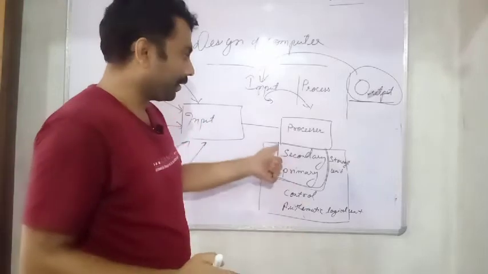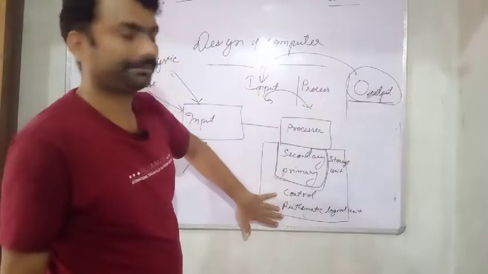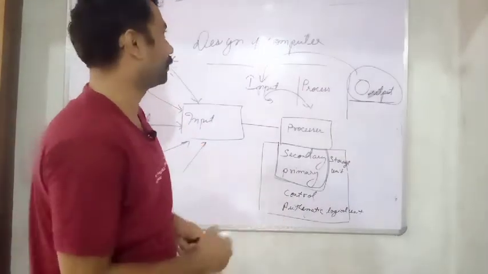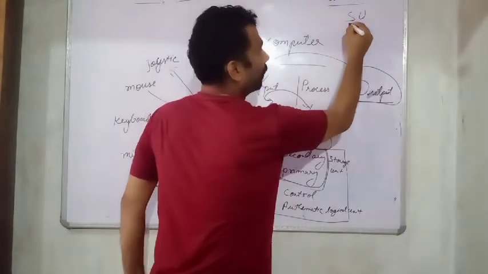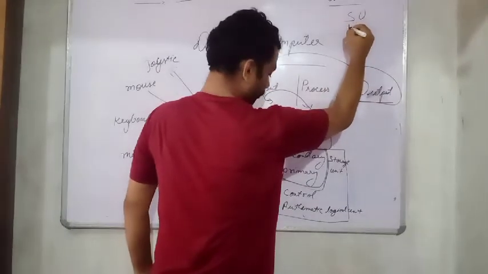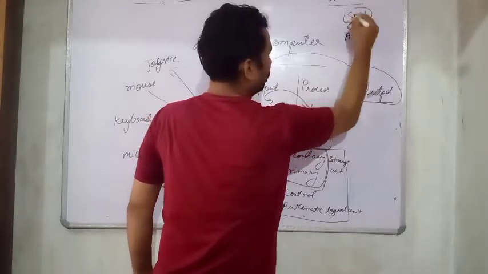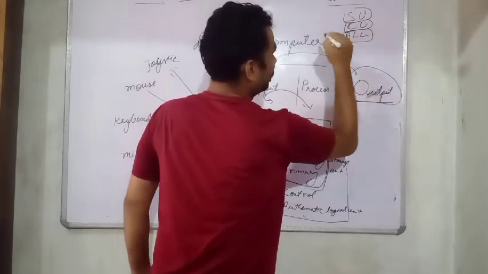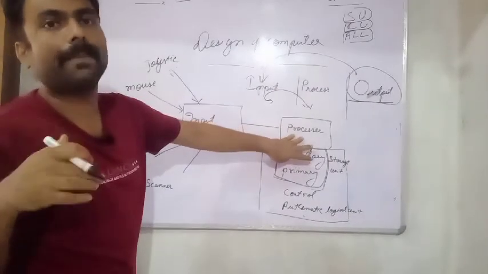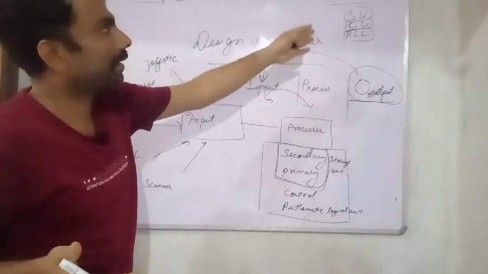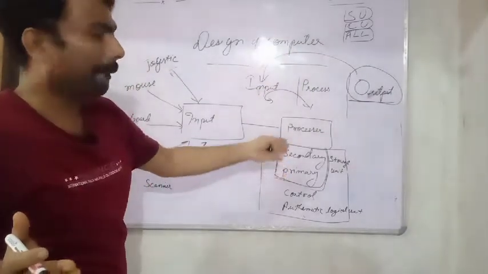parts. Okay, your processor is divided into three parts: storage, control and arithmetic logical unit. It means the storage unit, then after that the control unit and the ALU: 1, 2 and 3. These are the divisions of the processor. Okay, it means inside the processor these things come which play the major role.